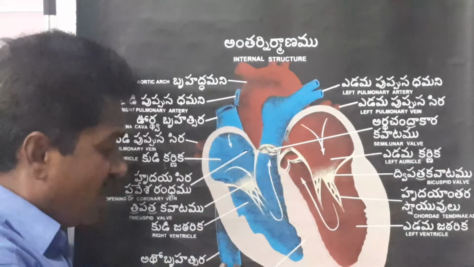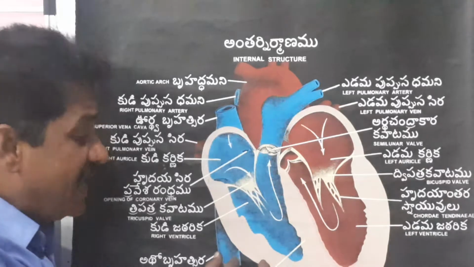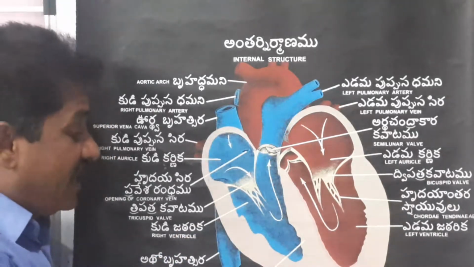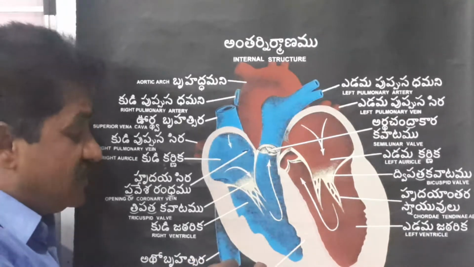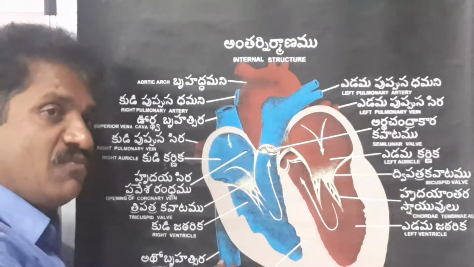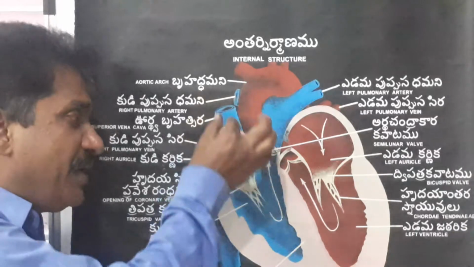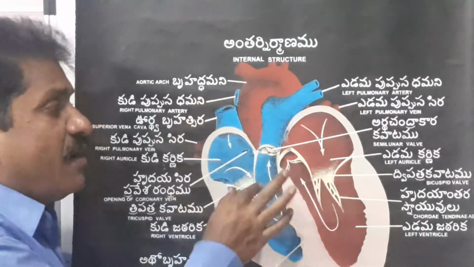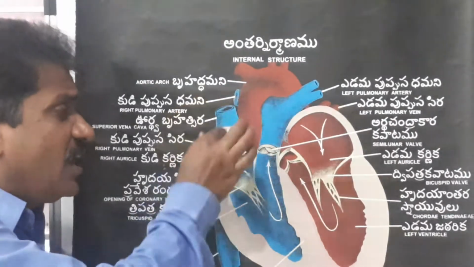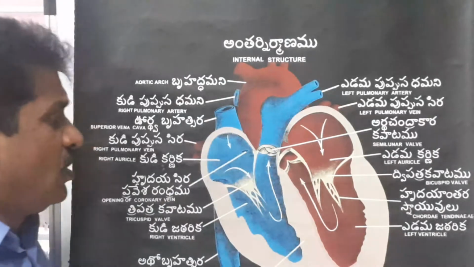Now this is the inferior vena cava. Inferior vena cava collects the deoxygenated blood from posterior parts of the body like hands and legs. This inferior vena cava is also entered into right atrium. So superior vena cava and inferior vena cava bring the deoxygenated blood to right atrium.